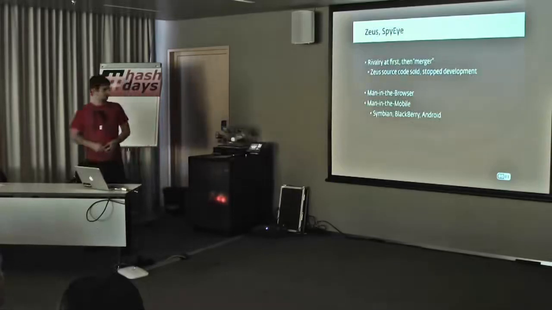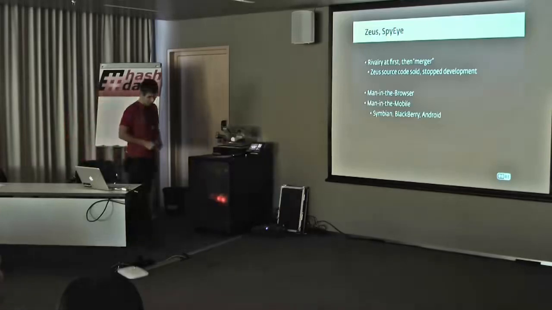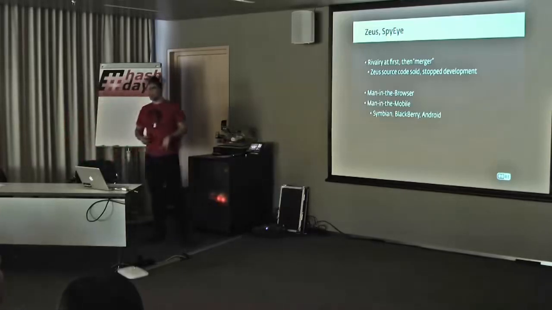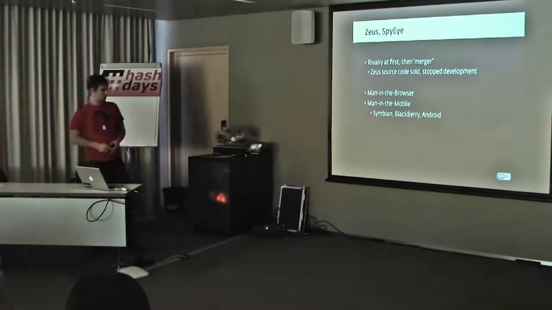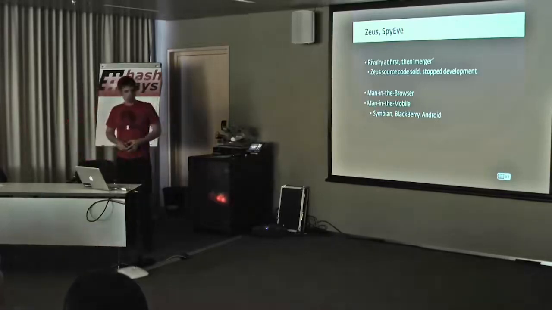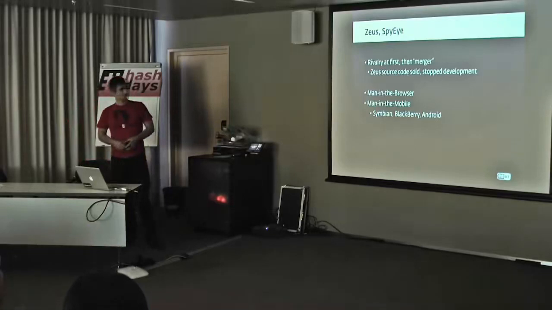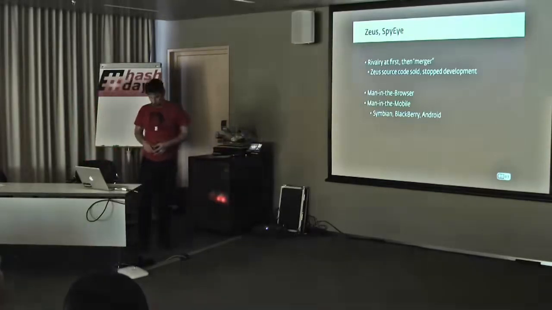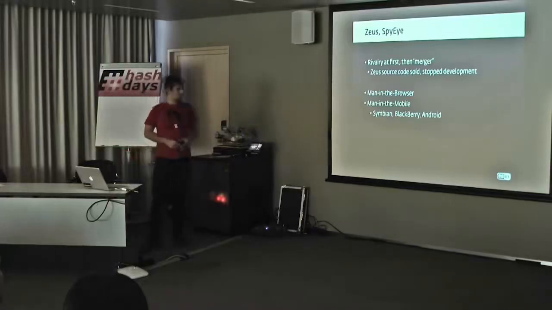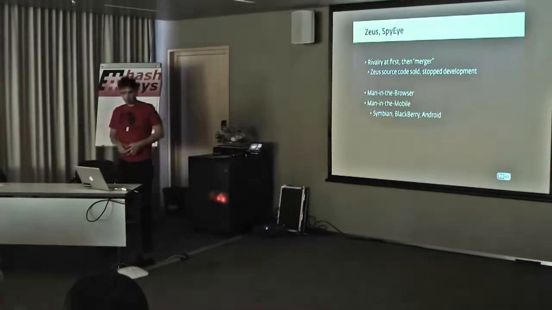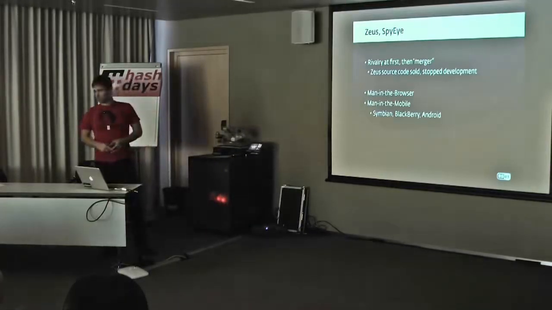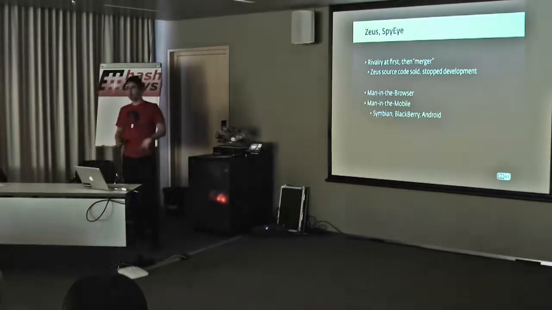As an introduction, I put this slide about Zeus and SpyEye. I won't be focusing on these because there's been so much said about them, and they've been around for quite some time. So only for the sake of completeness, some well-known facts. These two malware families were rivals at first. Then the Zeus source code was sold, probably. The authors stopped development, and there's been something like a merger between these two families. And these banking Trojans use the common man-in-the-browser attacks.